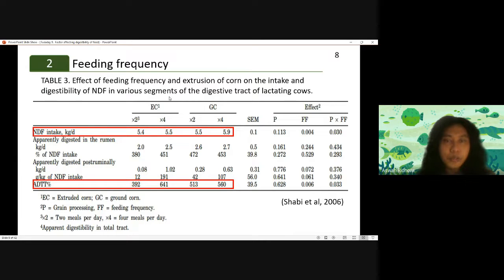And also, if we try to connect with the apparent digestibility in the total tract here, we find, whether in the form of EC, which is extruded corn, and GC, which is ground corn, that the digestibility from the more frequent feeding, which is 4 times, is higher compared with only 2 times feeding.